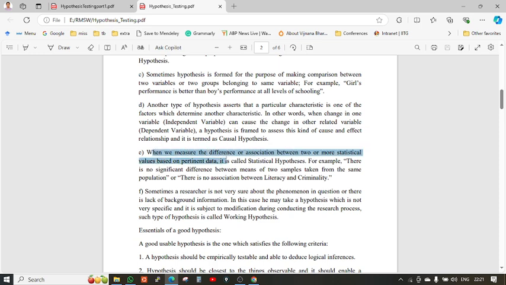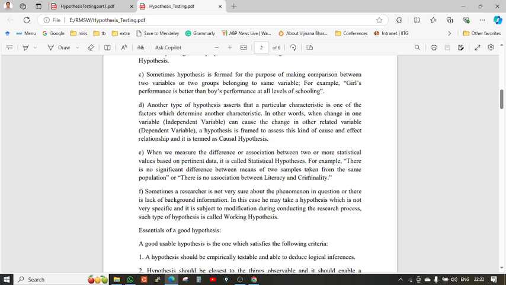Next is the difference between two or more statistical values based on the sample data. It is called a statistical hypothesis. For example, there is no significant difference between the means of two samples. This type of hypothesis is mostly used in our statistical problem solving, like we have solved previously. That is why it is called a statistical hypothesis.